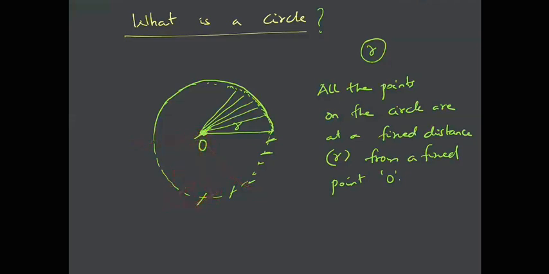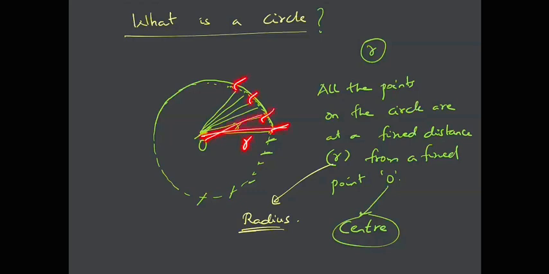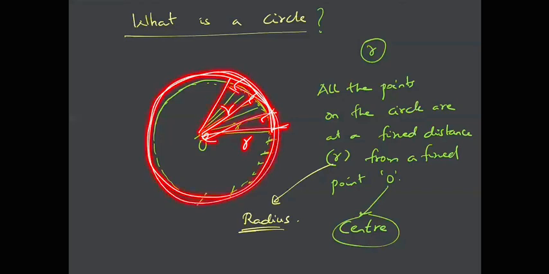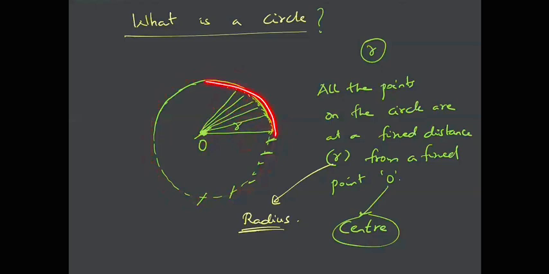This fixed point O is called the center of the circle, and this fixed distance r is called the radius of the circle. So what is a circle? The set of all the points which are at a fixed distance r from a fixed point. If I join together all the points which are at a fixed distance from a fixed point, then I'll get a circle.